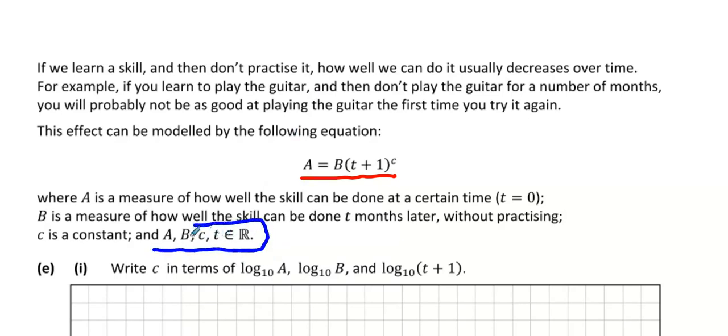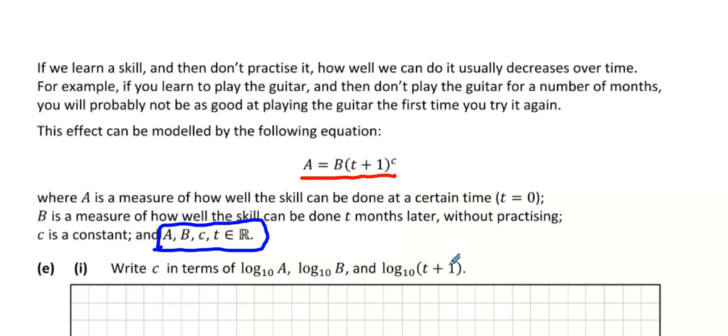Now, do you know what this all means here? See that blue box? It just means they're numbers. They're real numbers. They're decimals, they could be fractions, they could be whole numbers. It doesn't matter. Now, here's the really tough part. Write C in terms of log 10 base A, log 10 base B, and log 10 base t plus 1. Holy moly. What am I doing?